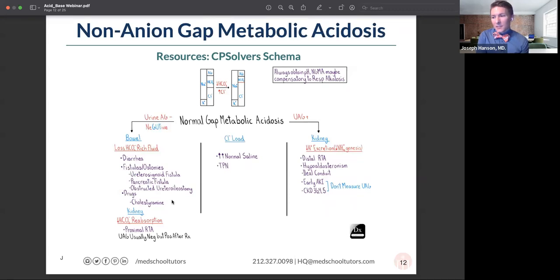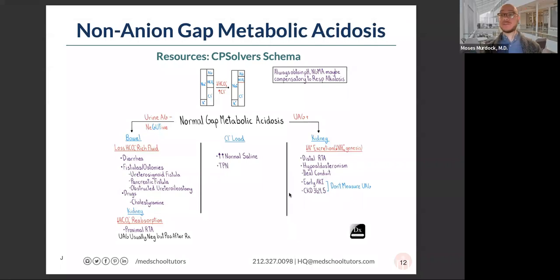I'll point out some of these are a little confusing. You'll notice on the right side of our diagram here, hypoaldosteronism is listed as a cause of inability to secrete acid. And it's important to point out that aldosterone is a really important hormone here. It tells the collecting tubule to make bicarbonate and dump acid in the urine. And so you can have an endocrine reason for developing one of these non-anion gap metabolic acidoses. With all that being said, Moses, anything to add to our anion gap versus non-anion gap description here? I think that was really great.